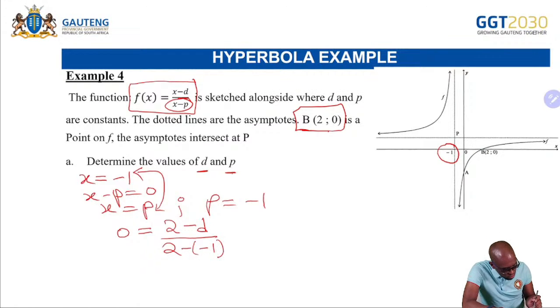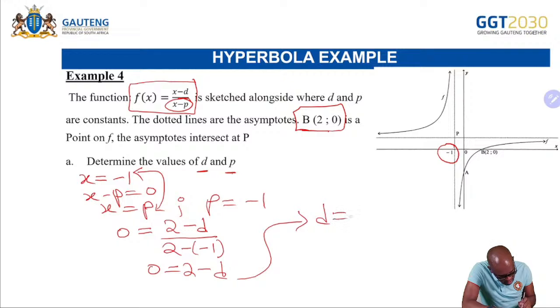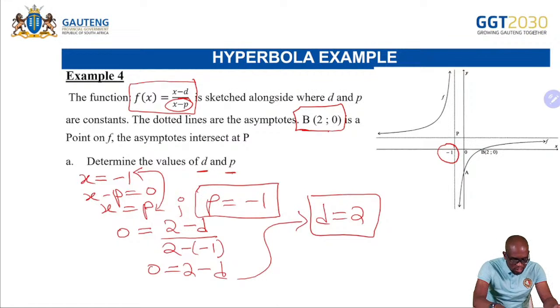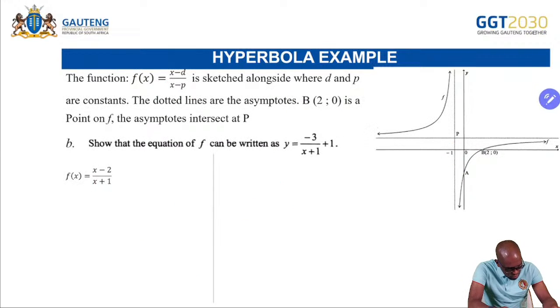So when we multiply both sides by the denominator, 0 would be 2 minus d, which means that d equals 2. So we have p equals negative 1 and d equals 2. So we've worked out the value of d and p. Right, we move on. Now show that the equation of f can be written as.